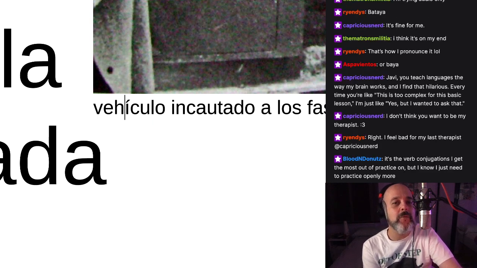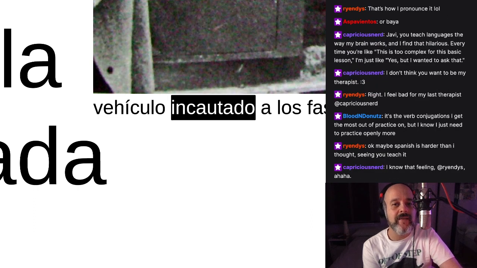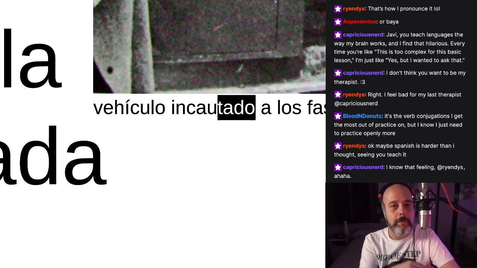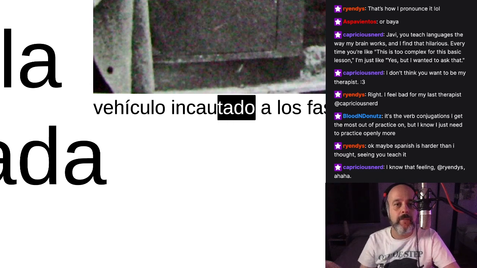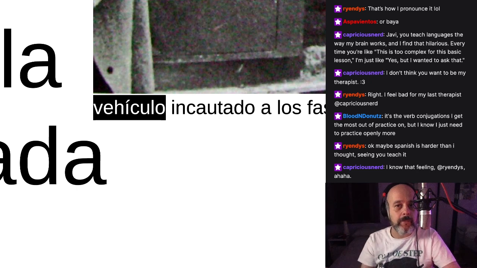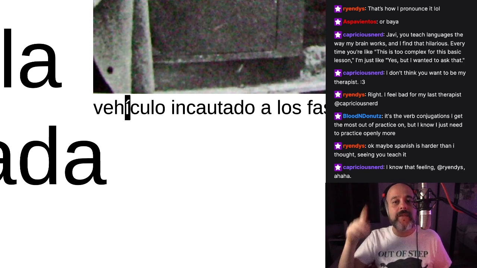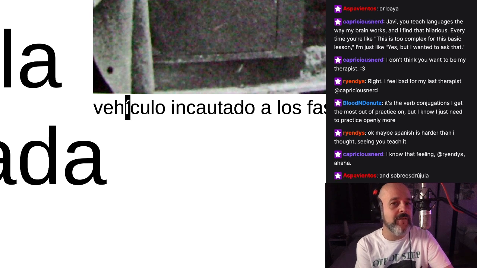Vehículo, that's an esdrújula, and we say incautado. The accent is in ta, incautado, like any other English word, right? You take it for granted, incautado. Like impounded, right? Up, down, impounded or incautado, down, up, down. But in this case, vehículo is down, up, down. So this is an esdrújula type of word. And these are the three types of words that we have. Agudas, which is down, up. Graves or llanas, which is down, up, down. And esdrújulas, which is down, up, down. Basically, you start counting from the last syllable and it's easier because the last syllable is accented.